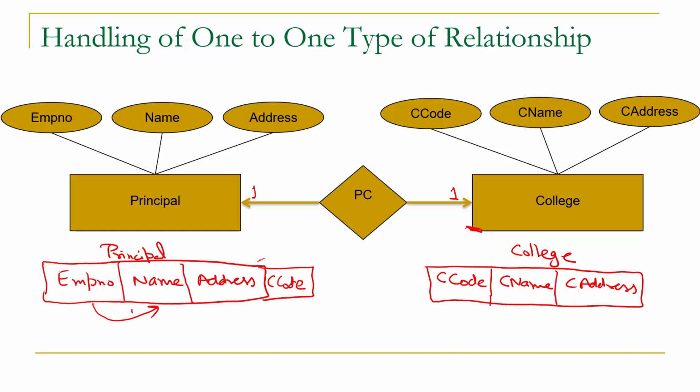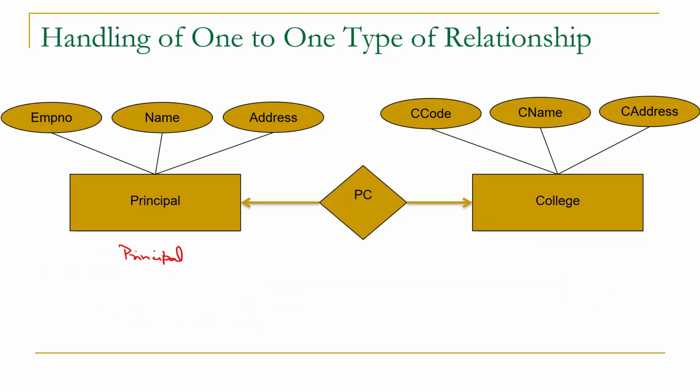For every employee number we have one name, for every employee number we have one address, and for every employee number we have a corresponding college code. So this table principal will have four columns, and another table college will have only three columns: college code, college name and college address. The other possibility is to move the primary key of principal entity set towards college table.